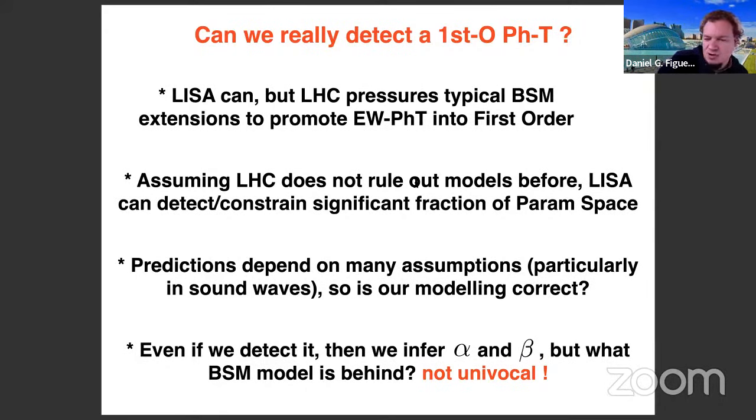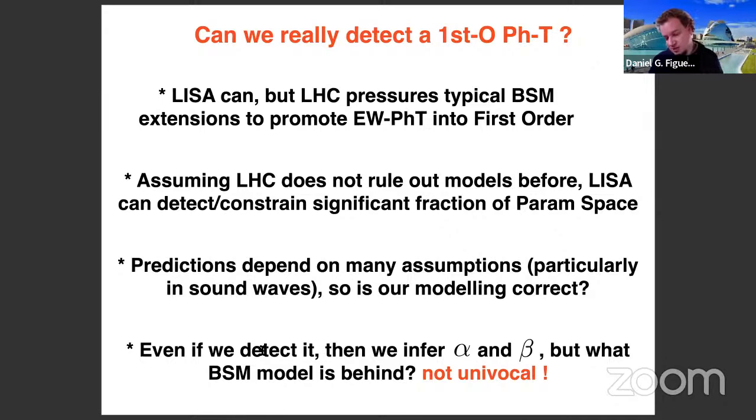Assuming LHC does not rule out models before LISA, yes, we can still detect and constrain a significant fraction of parameter space. Of course, the predictions depend on many assumptions, particularly in the case of sound waves, since these are not very well controlled under analytical evaluation. So there is always the doubt to what extent our numerical modeling is fully correct.